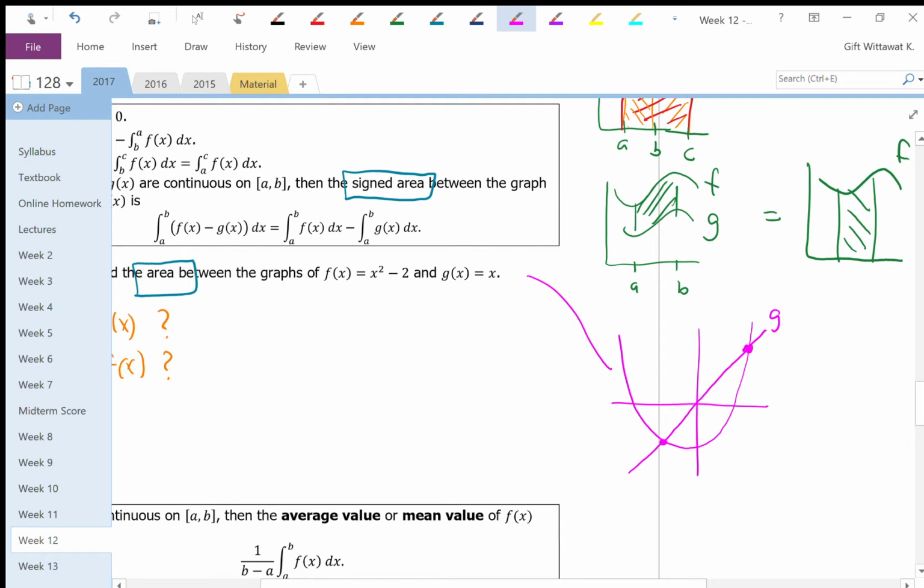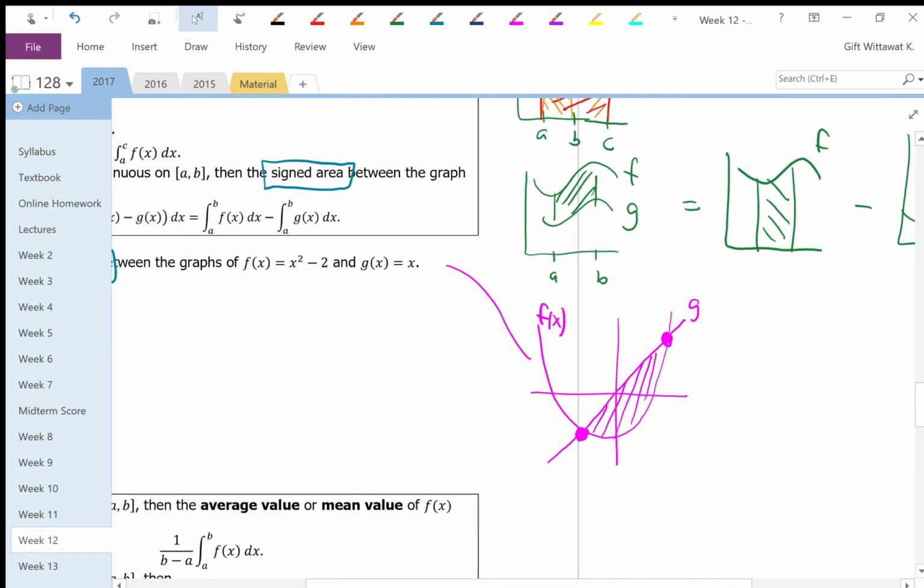So the area between these two graphs that I'm looking for should be just the area here. This is the only area between the two graphs. So to find the area between the two functions, it seems like what I'm going to have to do is find what these two points are, and they will be the endpoints of my integral. But what are these endpoints anyway?